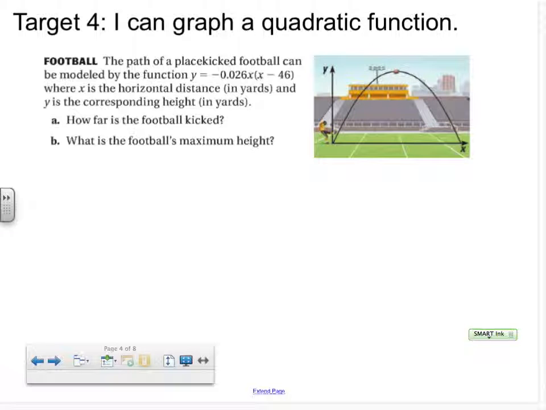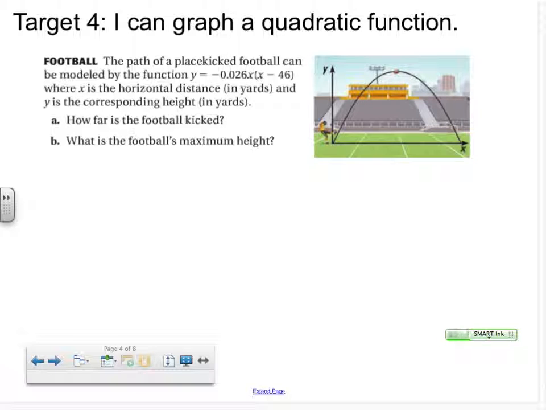Let's look at an application here. The path of a place-kicked football can be modeled by the function y equals negative 0.026x times x minus 46, where x is horizontal distance and y is corresponding height. How far is the football kicked?